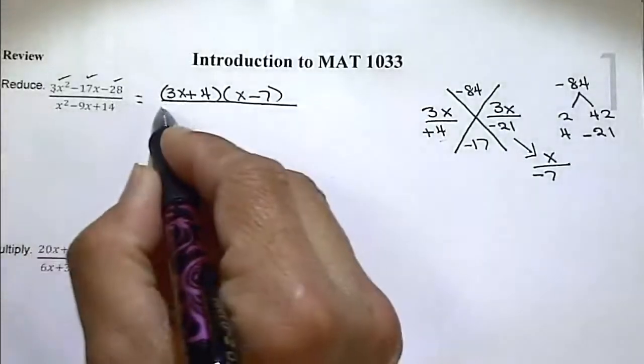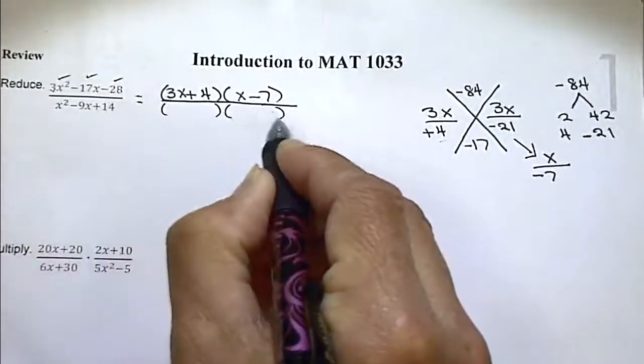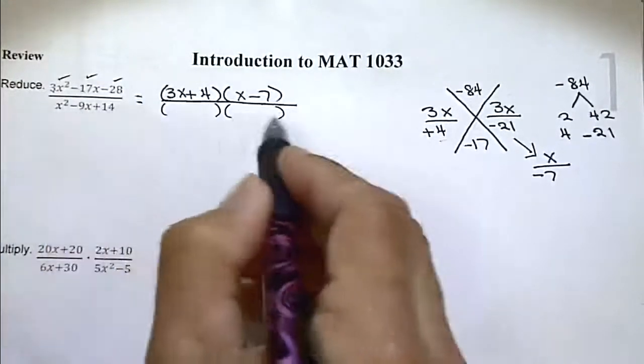All right, let's factor this bottom one. It's not got a GCF either, so it's going to factor into a binomial times a binomial.